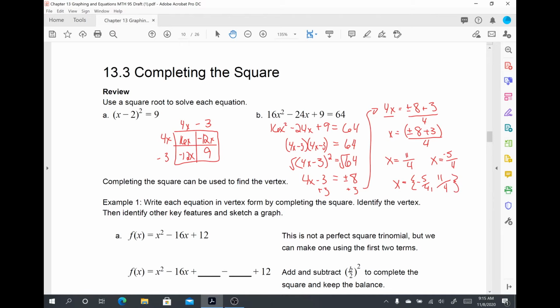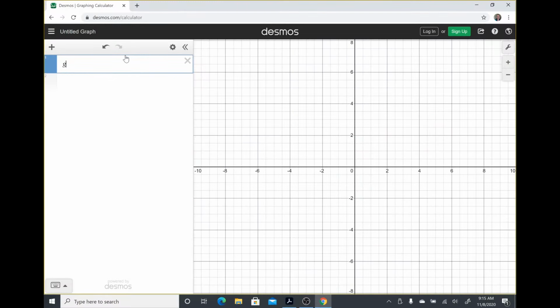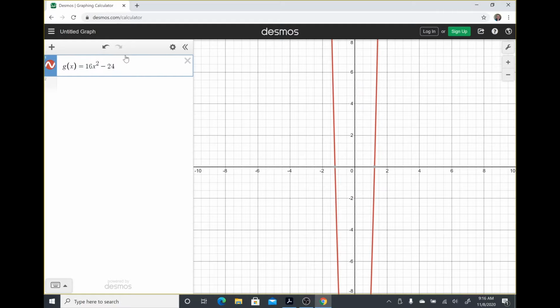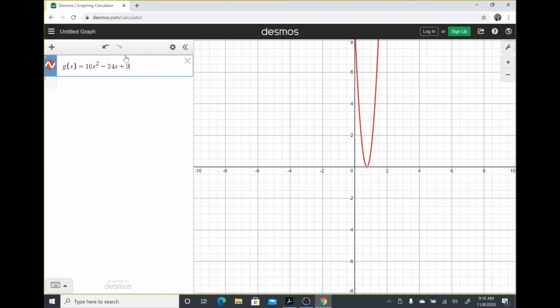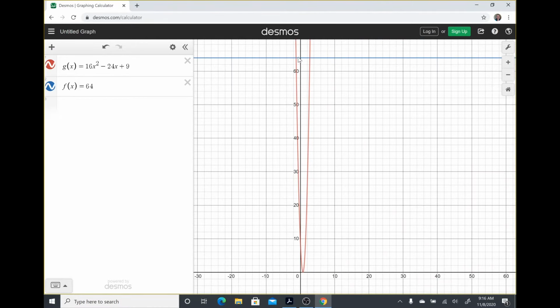So I'm going to check this one with Desmos. And our first equation was 16x squared minus 24x plus 9. And the other side of the equation was 64. So f of x equals 64. Okay, and so I need to look up at 64. I have that point there, negative 1.25. That sounds like 5 fourths, and 2.75. Okay, so heading back to our notes.